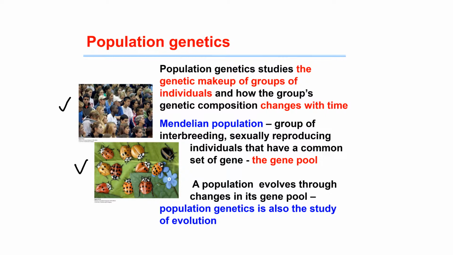What population genetics studies is not just the genetic makeup of groups of individuals, but also how the genetic composition changes with time. Population genetics usually focuses on the so-called Mendelian population, which is defined as a group of interbreeding, sexually reproducing individuals that have a common set of genes. This common set of genes forms the so-called gene pool. A population usually evolves through changes in its gene pool. Therefore, population genetics is the basis for studying evolution.